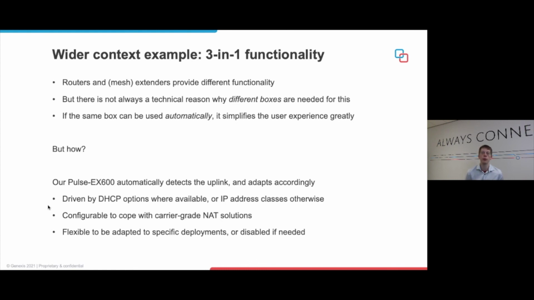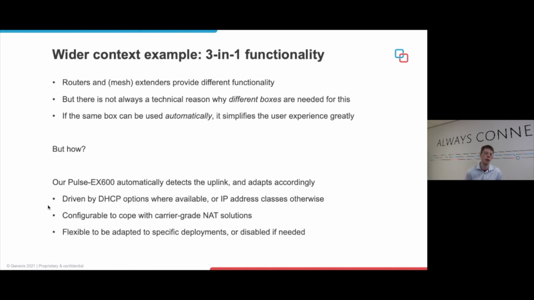And it means that the operator can send a DHCP option for whichever the first device is at the gateway. And then the Pulse EX600 devices can downstream send different options to make sure that all the other Pulse EX600s become or stay as extenders. Also, if DHCP options are not available in some cases, if the ISP, for example, is not under full control of the DHCP server, then it can also look at IP address classes, see public versus private IP addresses, and use that as a basis.